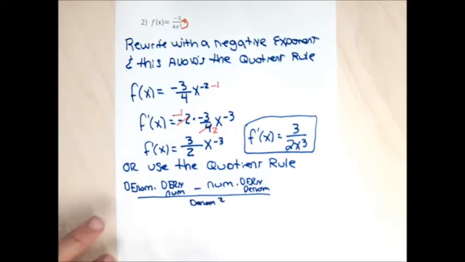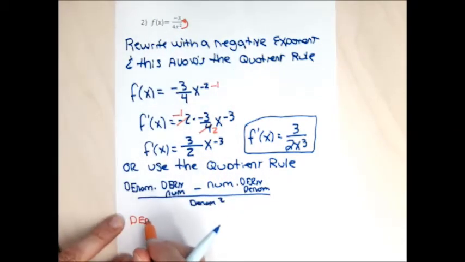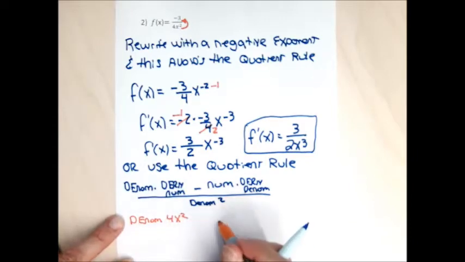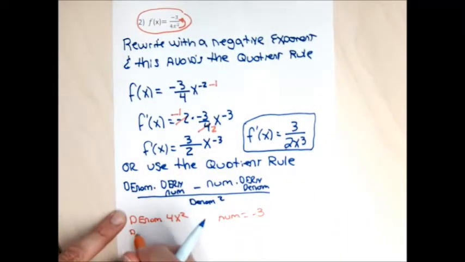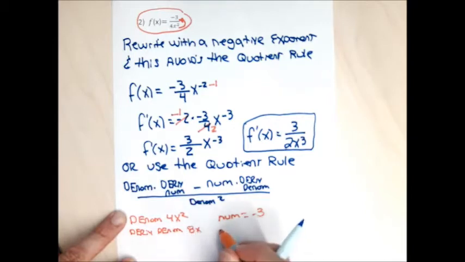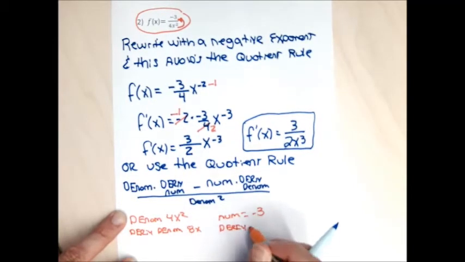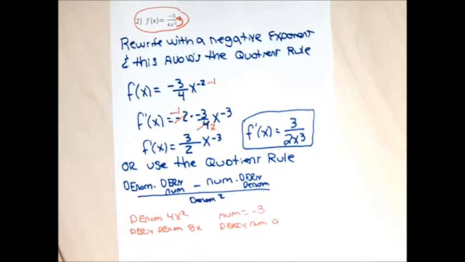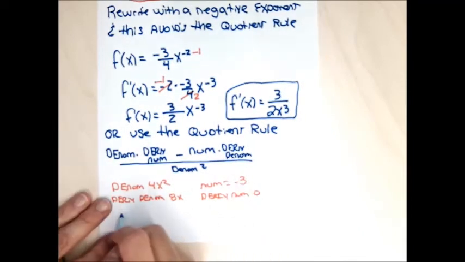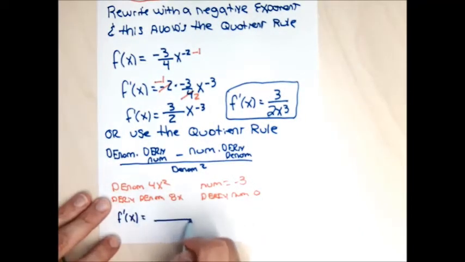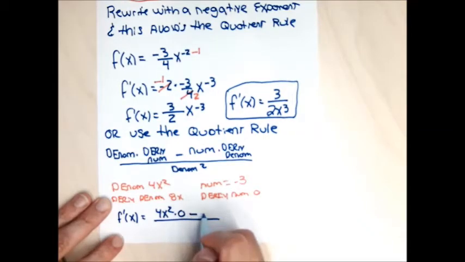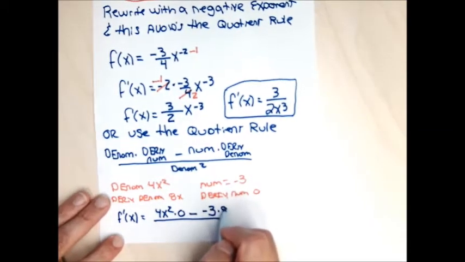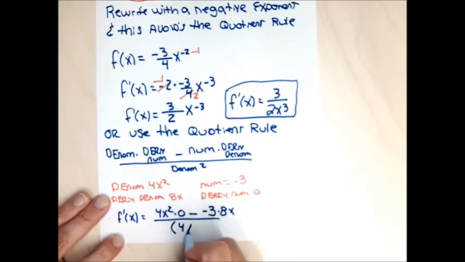So if I want to use the quotient rule, the denominator is 4x squared. The numerator in the original function is negative 3. The derivative of the denominator is 8x, and the derivative of the numerator, since it doesn't have a letter, is 0. So if I want to write the derivative down, I'd write f prime of x equals denominator 4x squared times derivative of the numerator 0 minus numerator negative 3 times derivative of the denominator 8x all over the denominator squared.